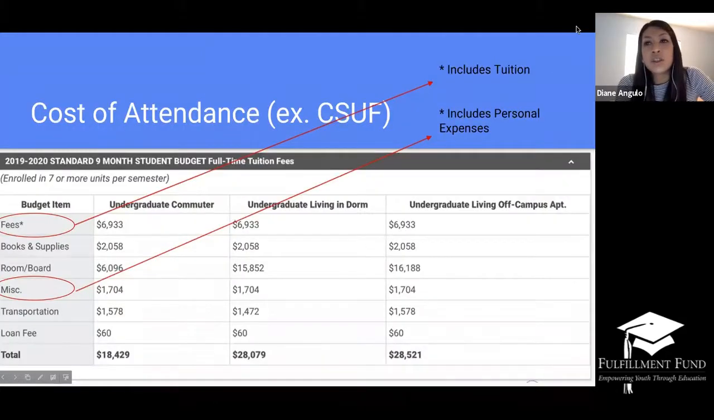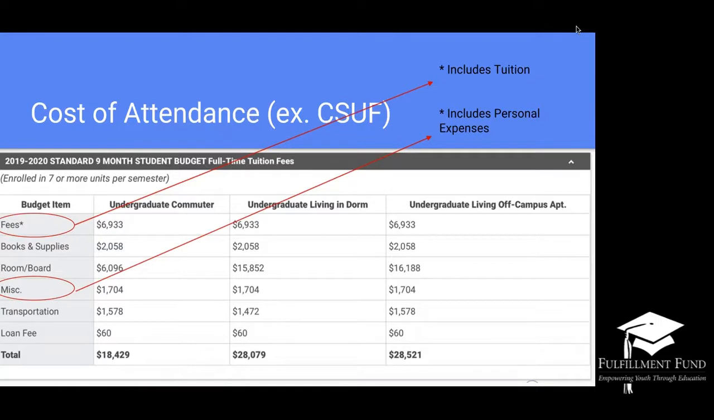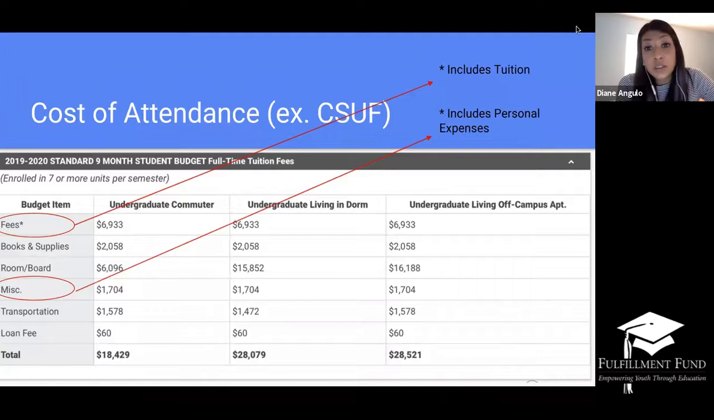So this is an additional breakdown of the cost of attendance, but here I do want to show you all the difference between if you're going to live on campus, if you'll be commuting to the school, or if you'll be living off campus in an apartment.